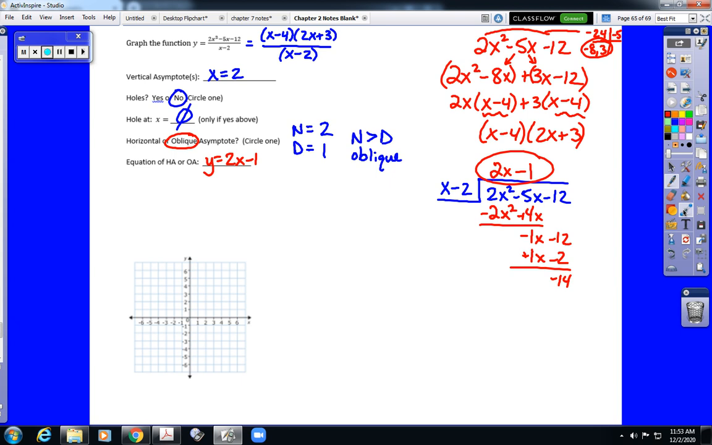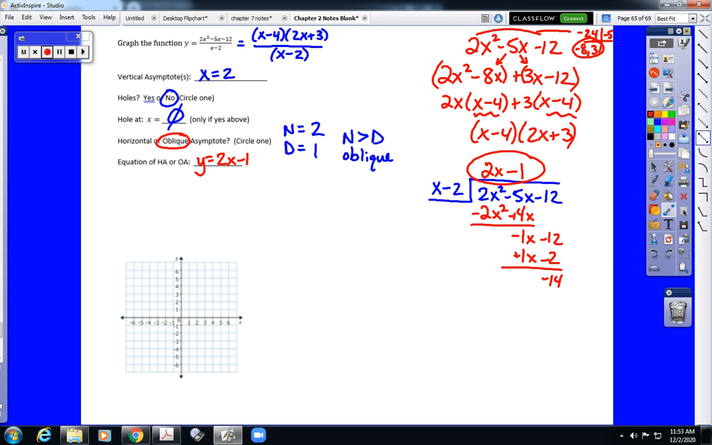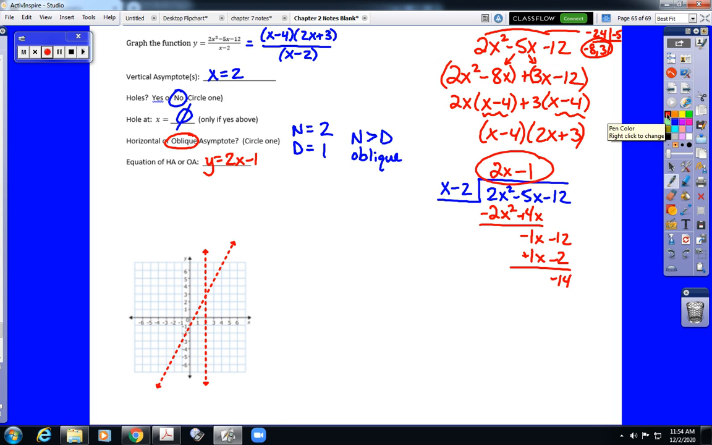So the next step in the process is to graph all of those asymptotes on our graph. We have a vertical asymptote of x equals 2, and we have an oblique asymptote of y equals 2x minus 1. Now remember, we start that at negative 1. We go up 2 and right 1, or down 2 and left 1. So those would be our asymptotes. We have x equals 2, which is the vertical asymptote, and y equals 2x minus 1, which is the oblique asymptote.